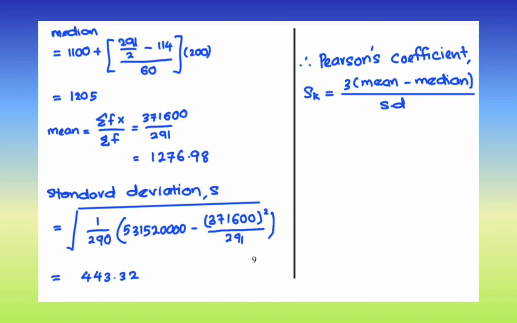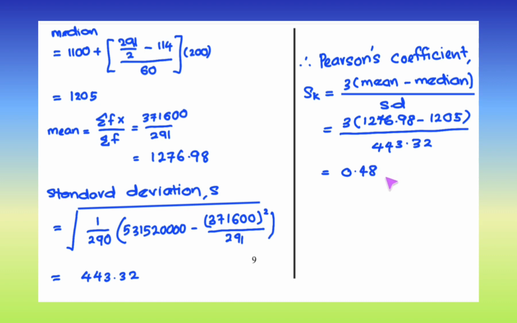Next, to find the Pearson coefficient, by using the formula, SK equal to 3 times mean minus median over standard deviation. So substitute the values. This is equal to 3 times mean 1276.98 minus median 1205, divided by the standard deviation, here we have 443.32, and we will have the value here is 0.487.